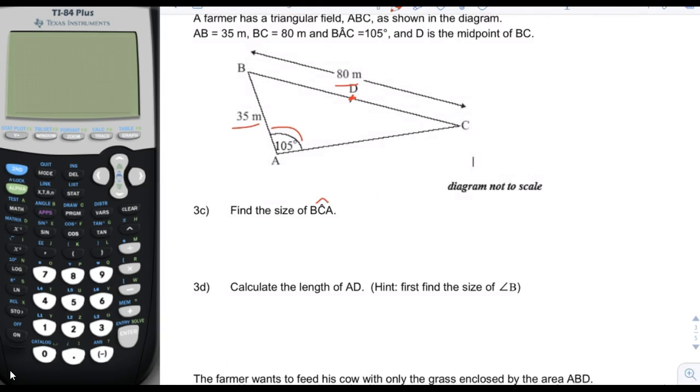When you have an angle sign here, it's the same thing as saying the angle like C. Okay, let's find the size of the angle BCA. So the angle BCA is angle C. So how do we find this angle?